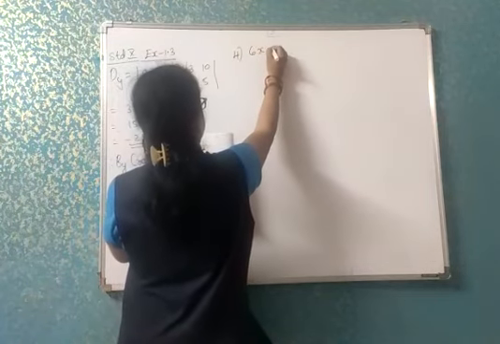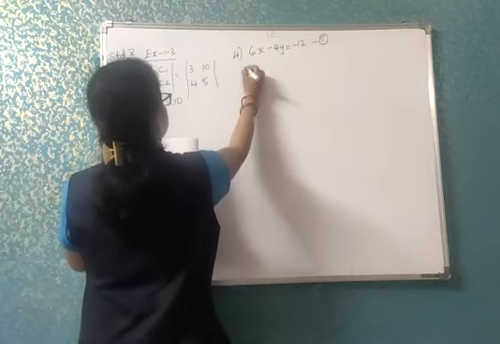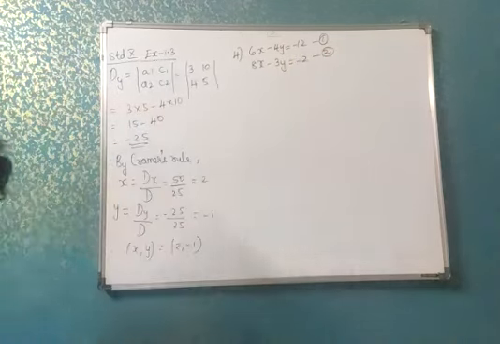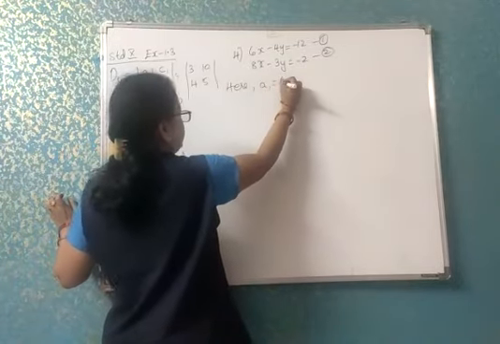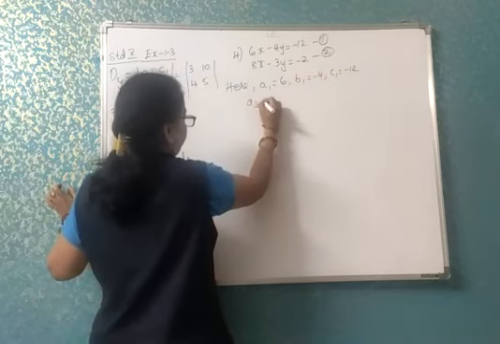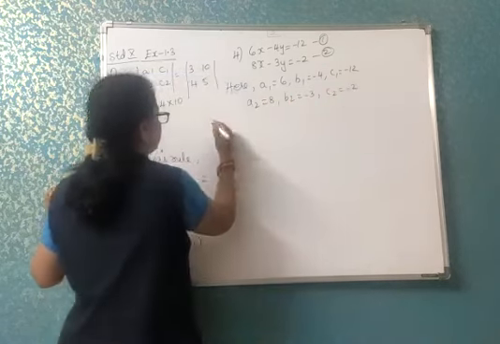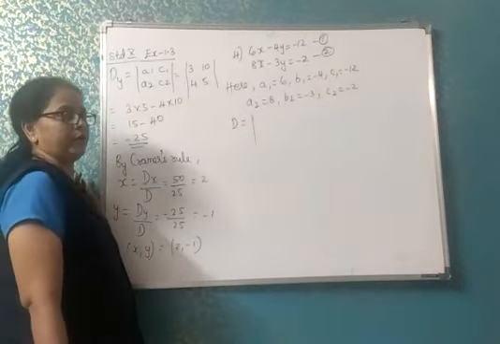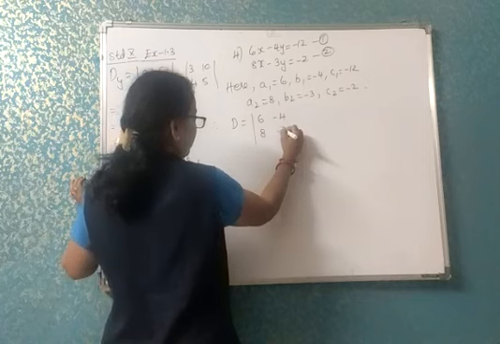Fourth sum, 6x minus 4y is minus 12, equation 1, and 8x minus 3y is minus 2, equation 2. So from the equation we can easily find out. Here A1 is 6, B1 is minus 4, and C1 is minus 12. A2 is 8, B2 is minus 3, and C2 is minus 2. Therefore, determinant, what is the formula? Every time no need of writing the formula. Easily you can learn A1, A2, B1, B2. That is 6, 8, B1 minus 4 and this one.